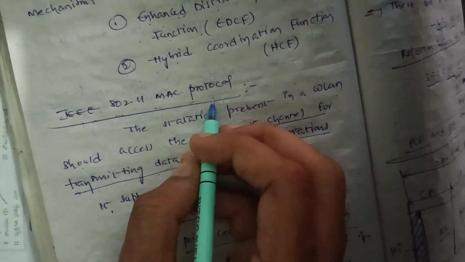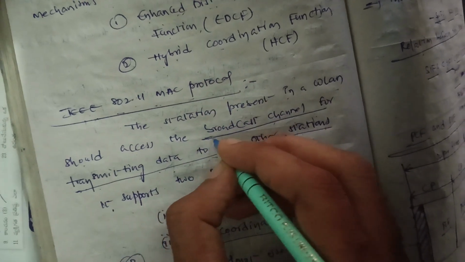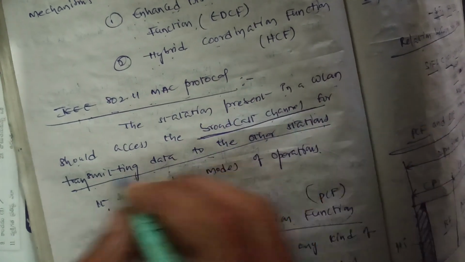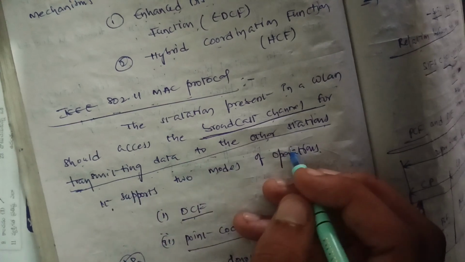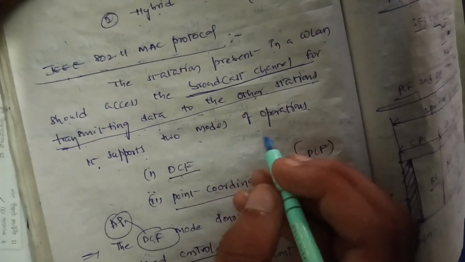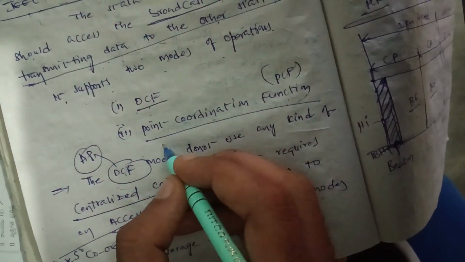The IEEE 802.11 MAC protocol's main purpose is to arbitrate access to the channel for transmitting data to the other stations. It supports two modes of operation. The first one is DCF, the second one is PCF.